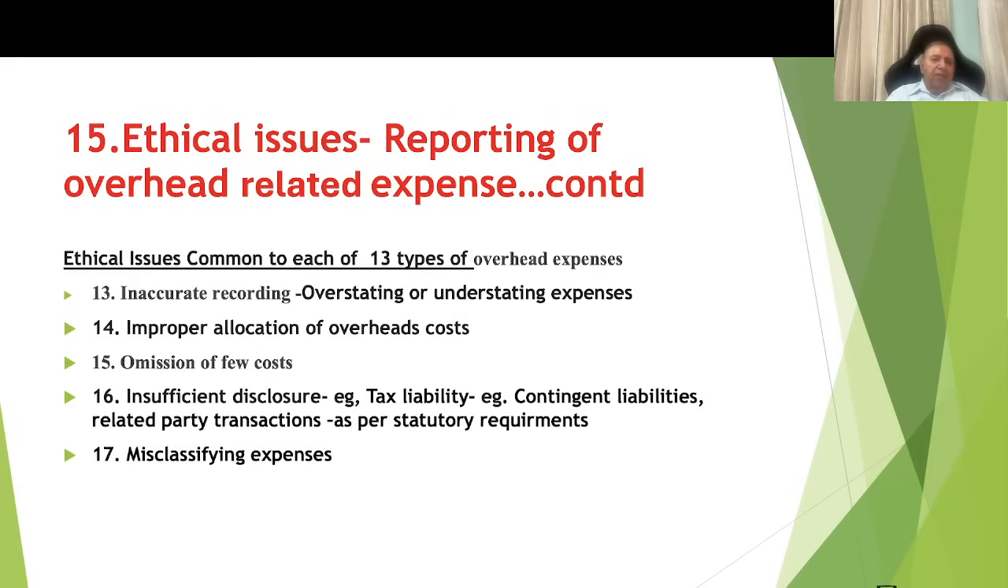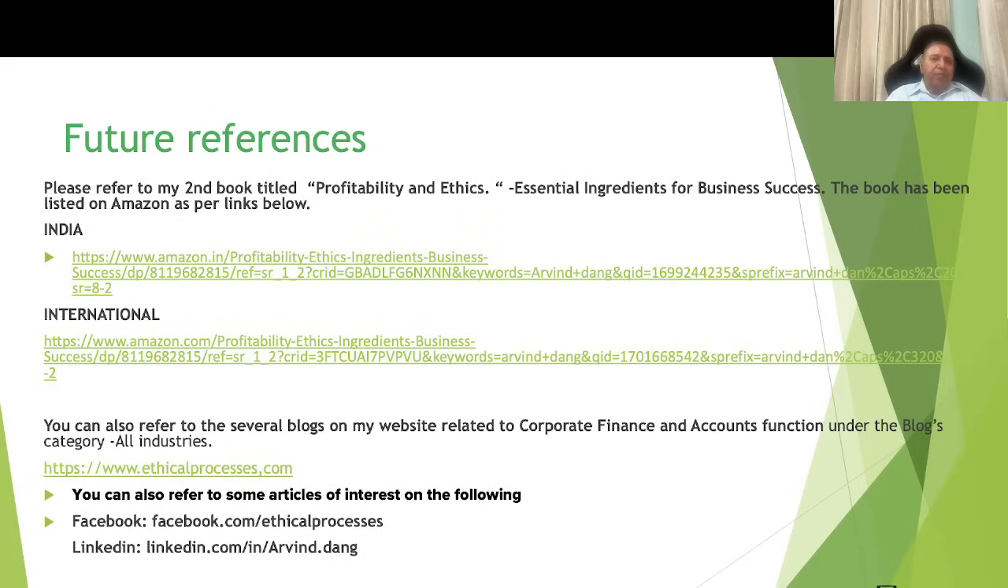Ethical issues common to each of the 13 types of overhead expenses are inaccurate recording or overstating or understating expenses, improper allocation of the overhead cost, omission of a few costs, insufficient disclosures, for example, of tax liabilities or contingent liabilities related to party transactions, and misclassifying expenses.